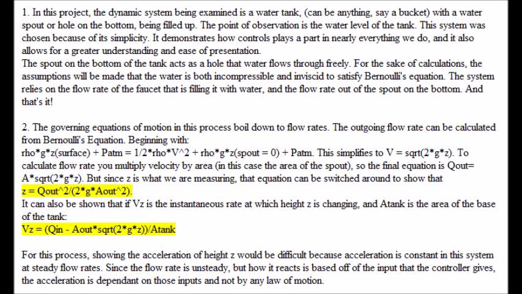In this project, the dynamic system, again, is a water tank with a hole in the bottom. The water tank can be a bucket or whatever.